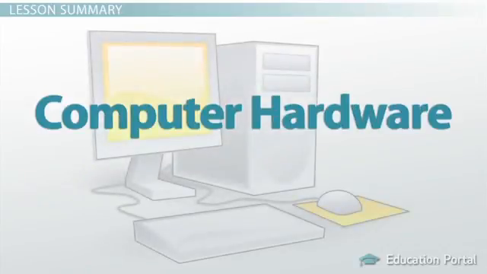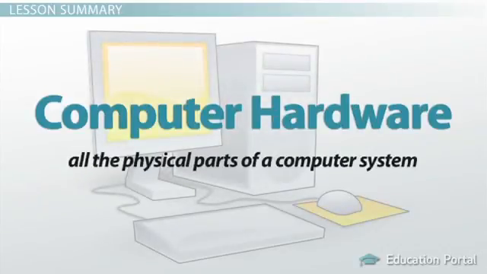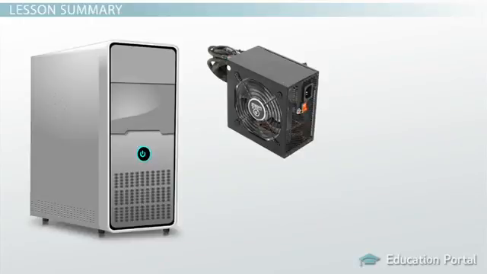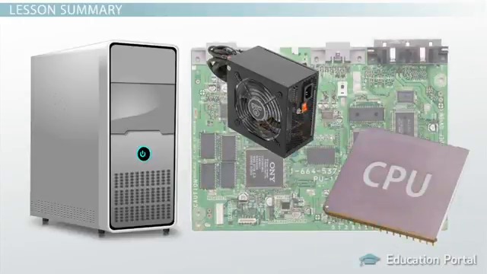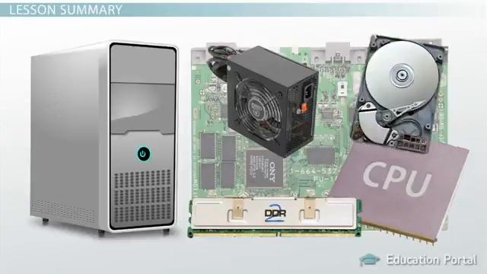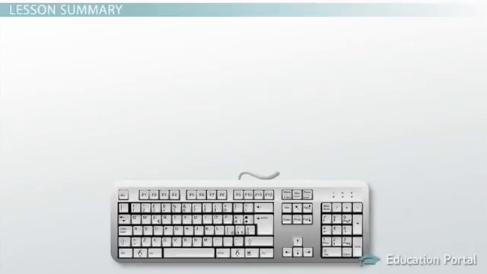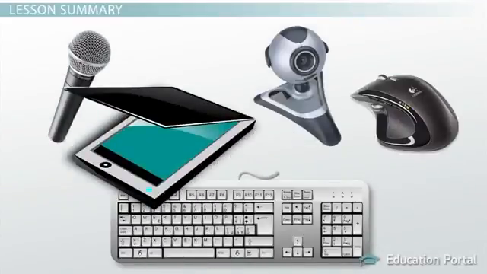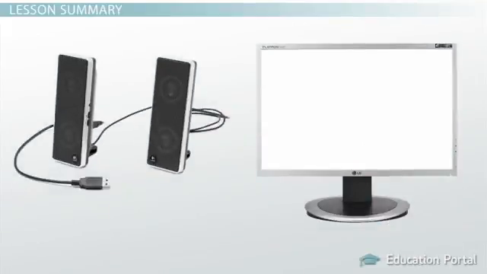Computer hardware is a general term to describe all the physical parts of a computer system. A typical computer system consists of a computer case, a power supply unit, a motherboard, a central processing unit, CPU, main memory, and a hard disk drive. Input devices include a keyboard, mouse, microphone, video camera, and image scanner. Output devices include a monitor, speakers, and a printer.